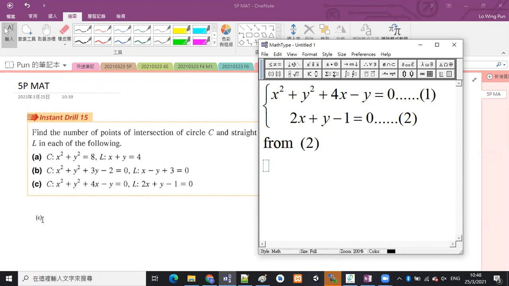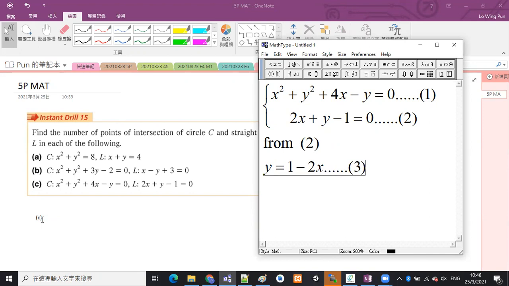Y. Yes. Why? Yes, because if y is the subject, then there will be no fraction. But if we want to make x the subject in this equation, we need to divide by 2, so there will be a fraction, and it is not good. So we are going to change the subject to be y from this equation 2. So y is equal to 1 minus 2x, or negative 2x plus 1 is also okay. And then label this to be equation 3.